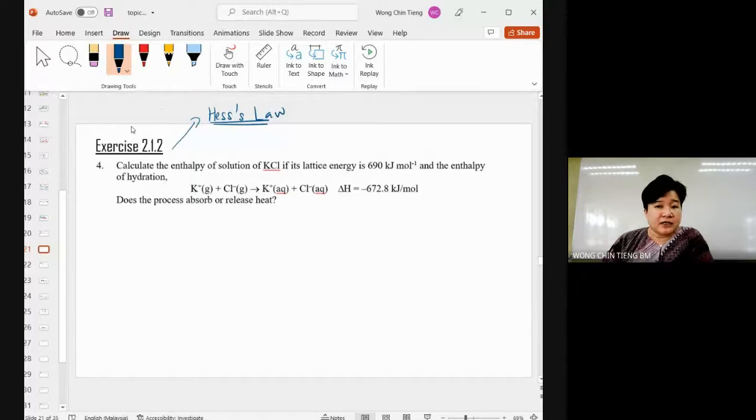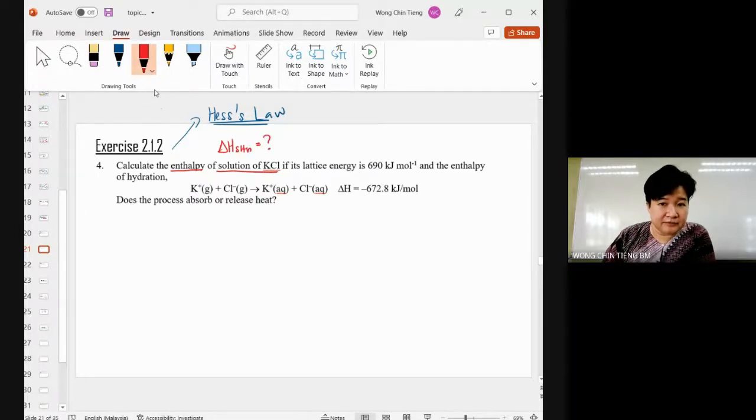So first and foremost, if you read the question very carefully, the question is asking for the enthalpy of solution. What is the delta H solution? The question gives you the lattice energy, delta H lattice. Guys, is lattice energy forever positive or forever negative?